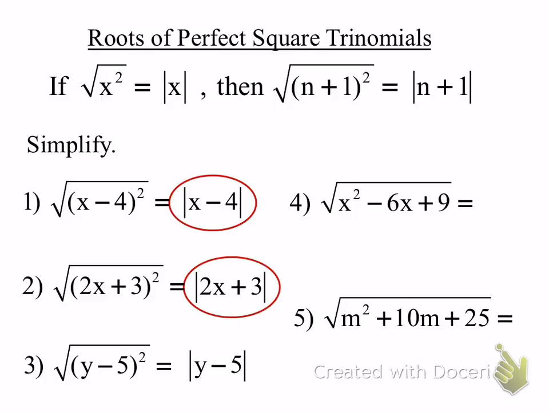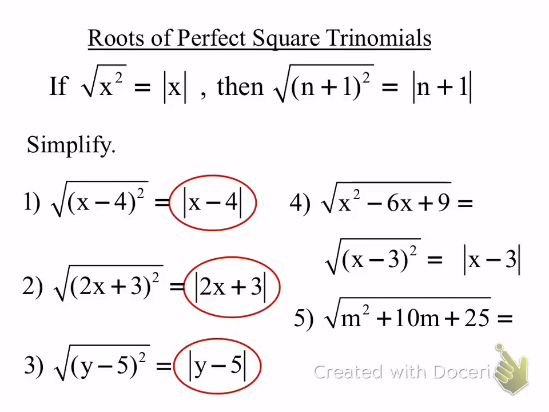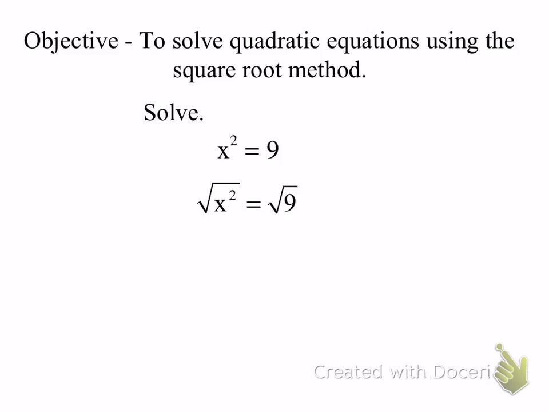Good. Now, this one's a little bit different. Why? You still have to factor it. Once you factor it, you get x minus 3 squared, which then becomes the absolute value of x minus 3. So you guys clear on that? Okay. Same thing here.